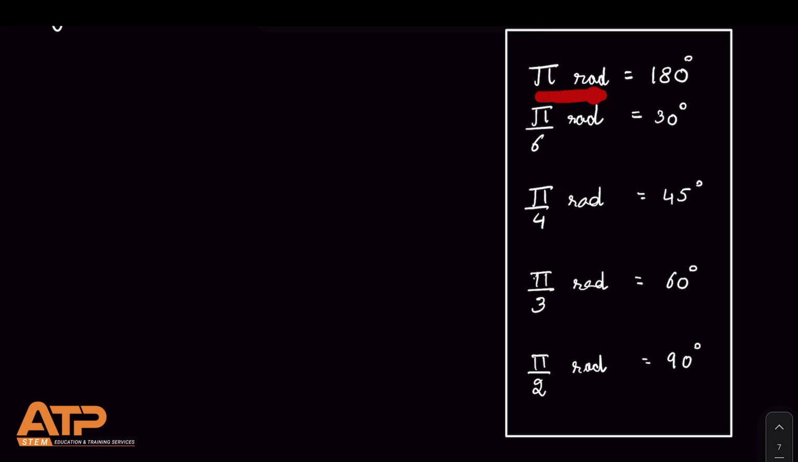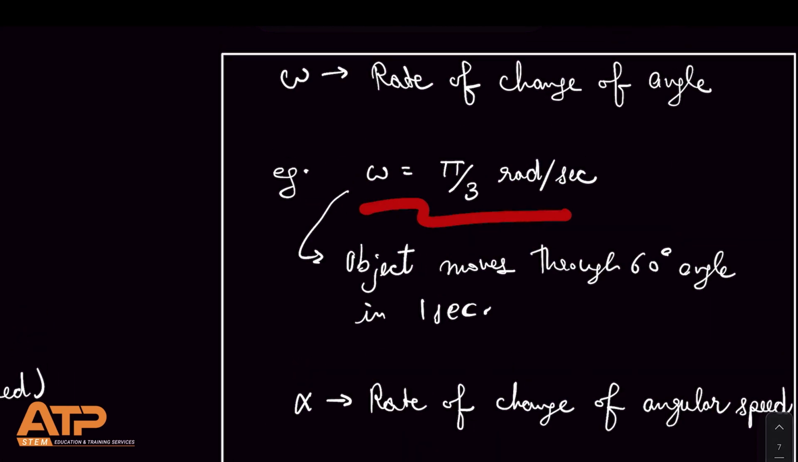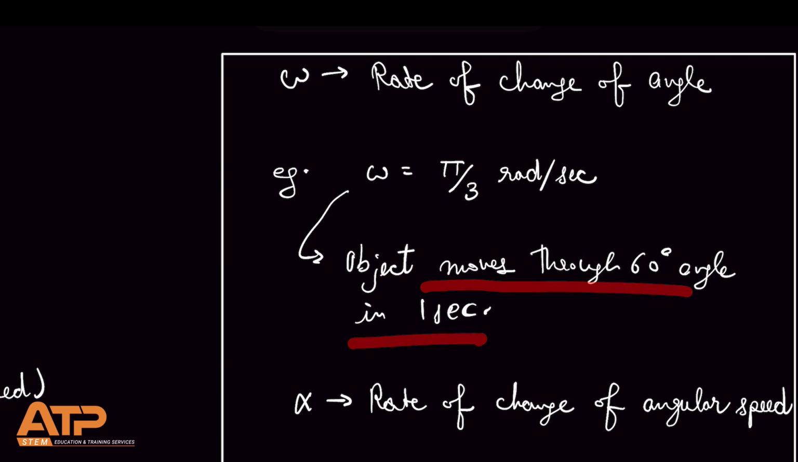So pi radian is 180 degrees, so pi by 6 is 30, pi by 4 is 45, pi by 3 is 60, pi by 2 is 90. These are your standard angles, right? And these are their conversions in radians. So here omega equals pi by 3 radians per second means the object moves through 60 degrees in 1 second.